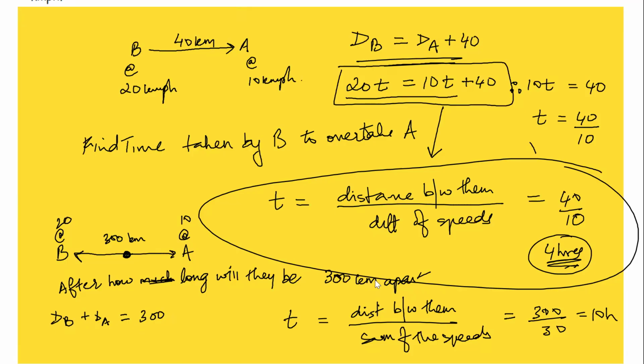So again, they started at 12 p.m. So clearly at 10 p.m., after 10 hours, they were 300 kilometers apart. Again, if you see, the time taken is the same. So 20t plus 10t, where t is the important part, is 300. Therefore 30t is 300, and we got t equal to 300 by 30, which is the distance between them upon the sum of the speeds. And we got 10 as the answer. Got it? 10 hours. That's it. So that was the review, and now we'll solve questions based on it.